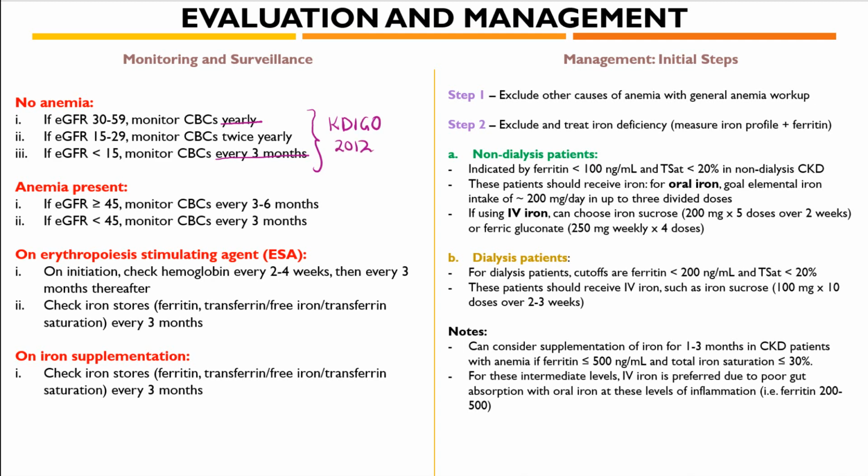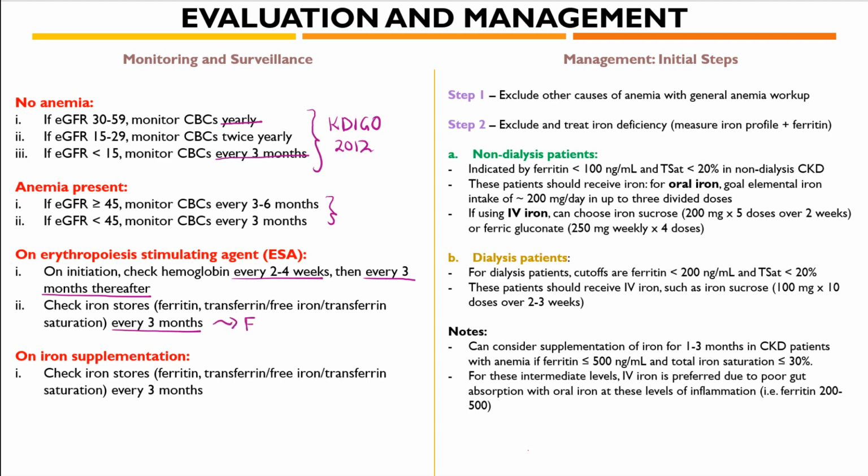For patients who've got anemia, the monitoring frequency understandably is a bit more frequent, anywhere from 3 to 6 months depending on the GFR. And also for patients on an ESA or erythropoiesis stimulating agent, so basically artificial erythropoietin like epoetin or darbepoetin, you check their hemoglobin every 2 to 4 weeks when you start treatment and every 3 months thereafter. In addition, while patients are on an ESA, you check iron stores every 3 months.